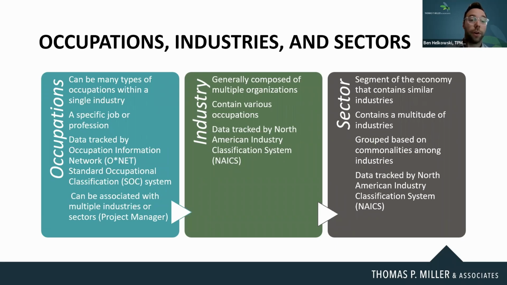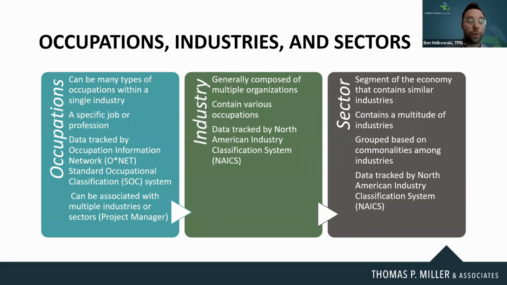Industry is generally composed of multiple organizations. It contains various occupations, and the data are tracked by the North American Industry Classification System, also known as NAICS. And sectors are a segment of the economy that contains similar industries. It can also contain a multitude of industries. Sectors are grouped based on commonalities among various industries, and data are also tracked by the North American Industry Classification System. So I know that might seem a little confusing.